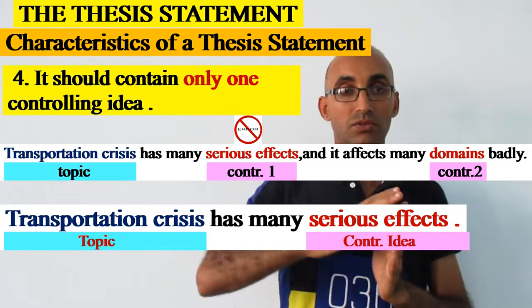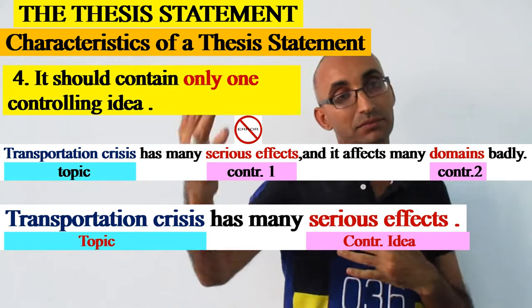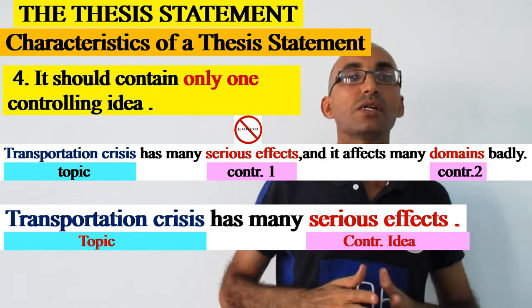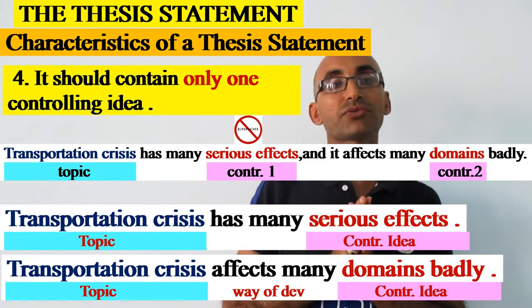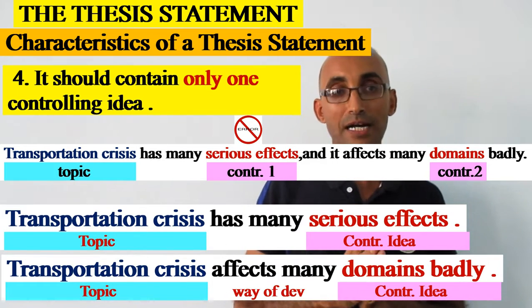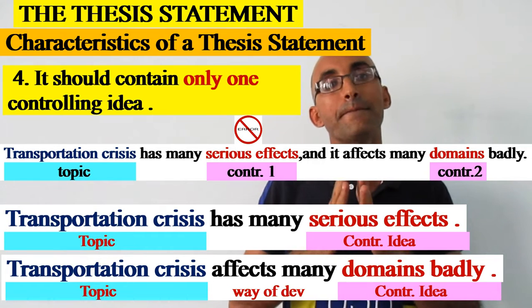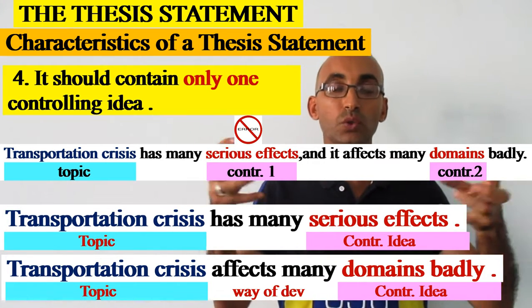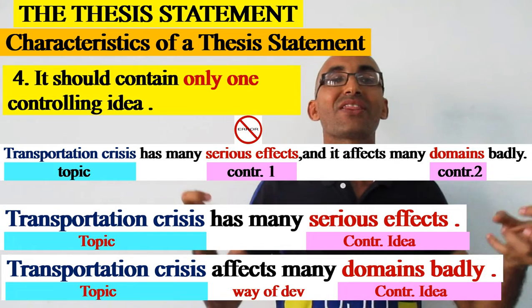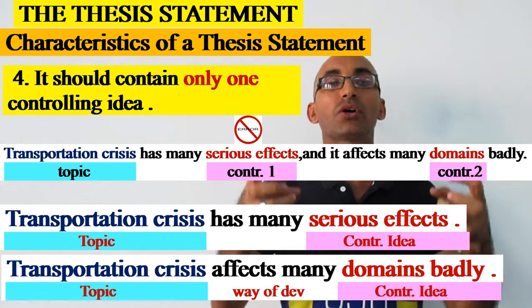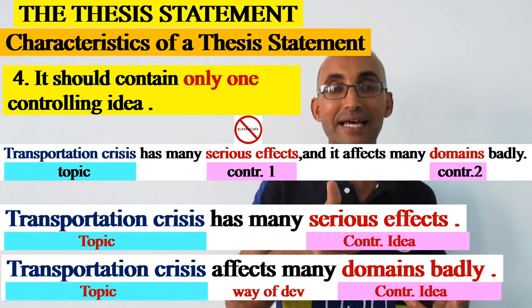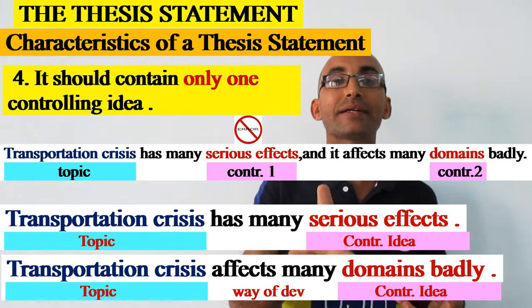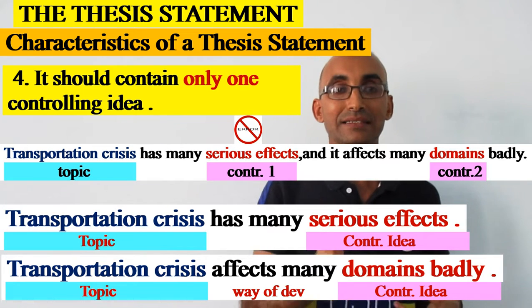Or you write, if you want, in another essay, transportation crisis in my town affects many domains badly. Choose one of them. Don't include them both in one thesis statement. This is wrong, academically wrong. One essay, one topic, and one controlling idea.